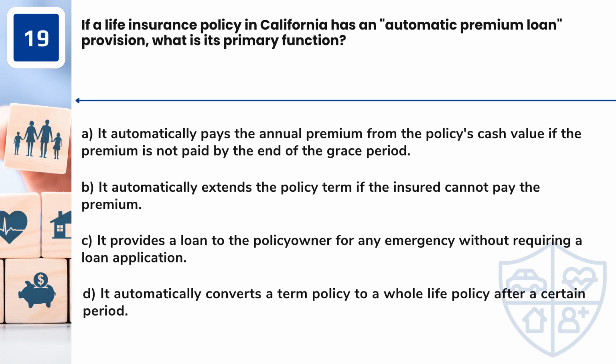Question 19. If a life insurance policy in California has an automatic premium loan provision, what is its primary function? A. It automatically pays the annual premium from the policy's cash value if the premium is not paid by the end of the grace period. B. It automatically extends the policy term if the insured cannot pay the premium. C. It provides a loan to the policy owner for any emergency without requiring a loan application. D. It automatically converts a term policy to a whole life policy after a certain period.